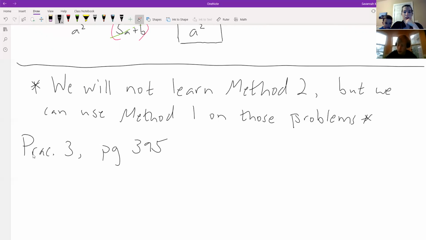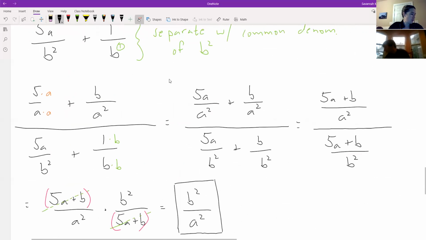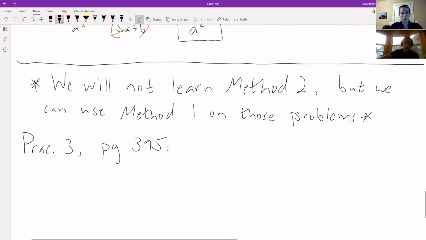Okay, so I'm going to jump to practice 3 because practice 2, they just go over the exact same problem that practice 1 was. A couple of the same examples, they just decide to use method 2.